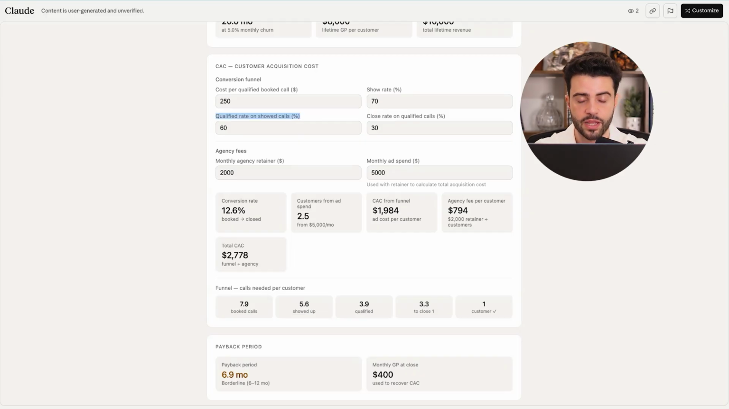And the qualified rate on showed calls, that's the next metric we're going to look at. Basically, out of those calls that actually show up, how many of them are qualified? Now, what we typically determine as qualified are people that have a budget, they have the authority to make a decision, and they have a need for your product, right?